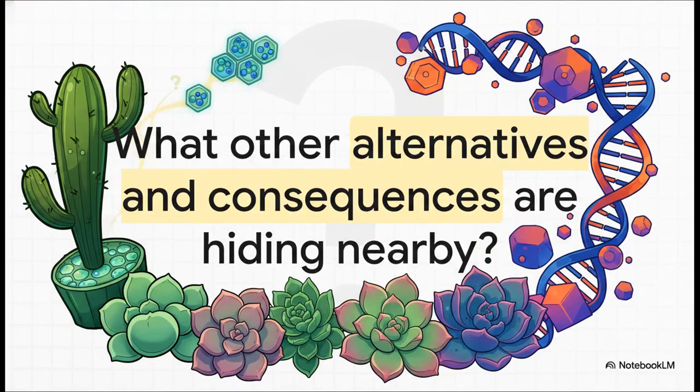It's amazing, right? From the overall shape of a cactus all the way down to the microscopic structure of its cells, everything is just a cascade of these trade-offs. That one simple choice to store water leads to dozens of other consequences, which just makes you wonder, what other incredible stories of alternatives and consequences are hiding all around us, just waiting in plain sight?